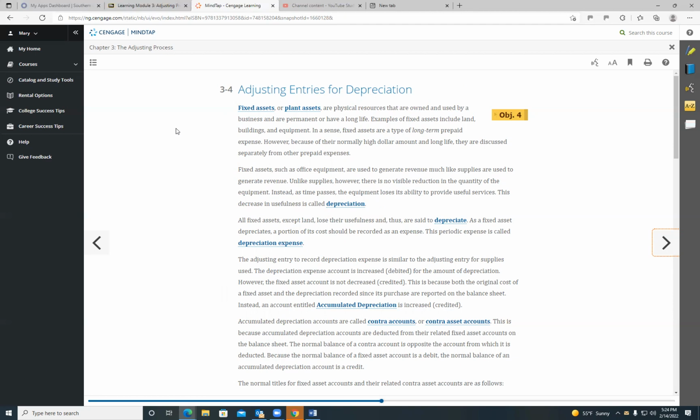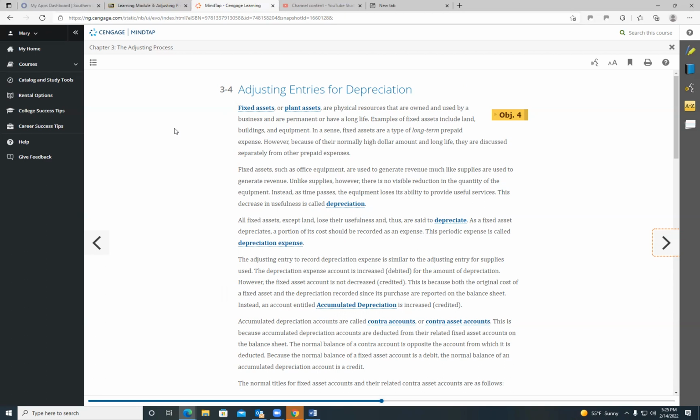Fixed assets such as office equipment are used to generate revenue, much like supplies are used to generate revenue. Unlike supplies, though, there is no visible reduction of the quantity of the equipment. You can look at supplies on hand and physically see how much you have left. But when you look at equipment, you can't physically see how many more years or how many more products or units it can produce. Instead, as time passes, equipment is going to lose its ability to provide useful services.